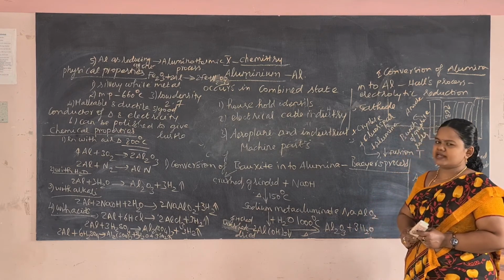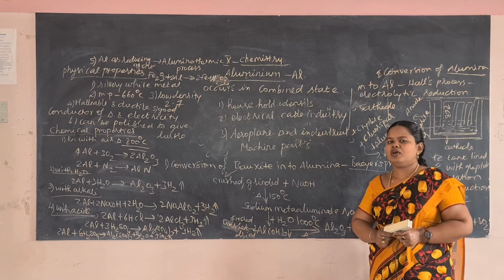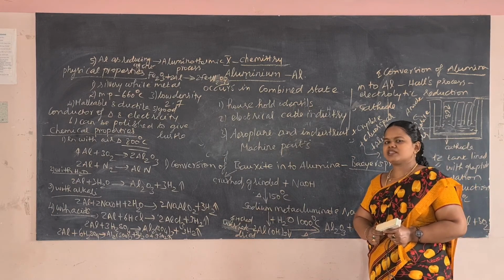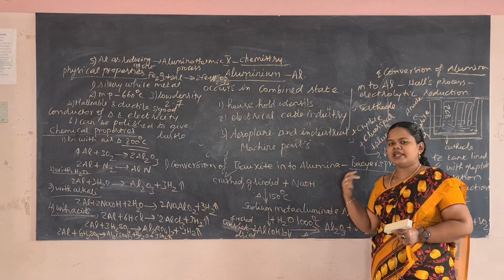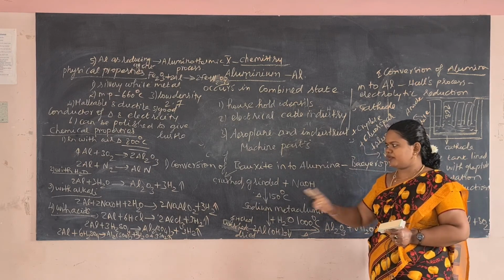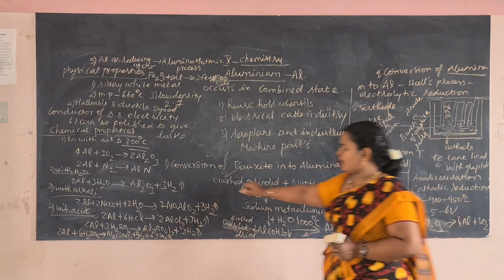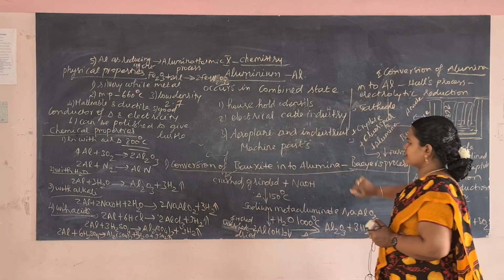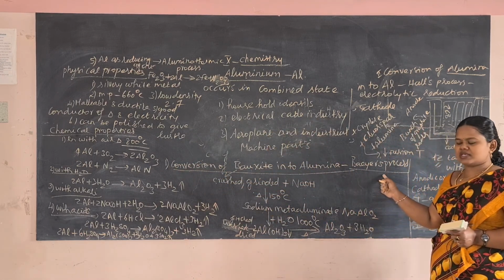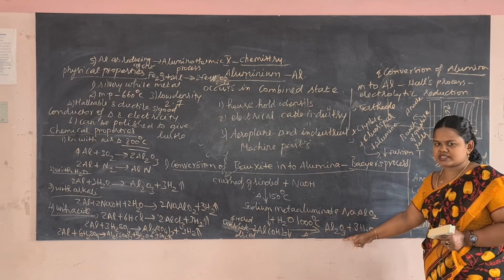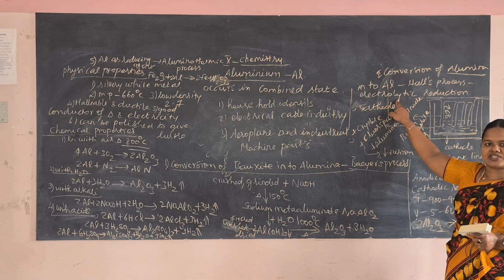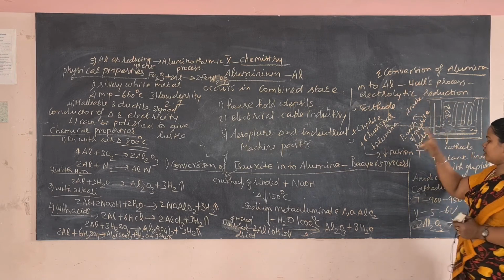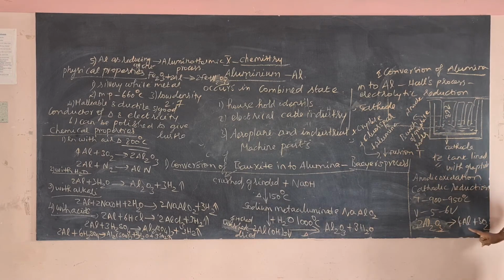So in today's class we saw about the chief ore, that is bauxite, and some of the ores of aluminum, that is bauxite, cryolite, corundum. Then extraction of aluminum involves two steps. First, conversion of bauxite into alumina by the Baeyer process, and I will explain the Baeyer process. The second step is electrolytic reduction of alumina, and in that we will get aluminium.